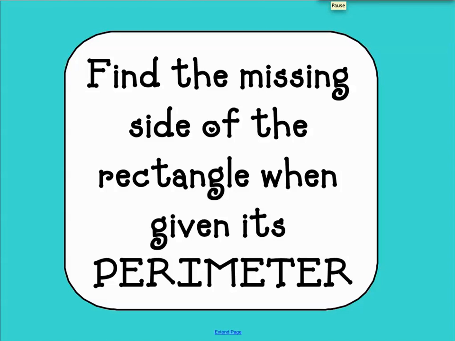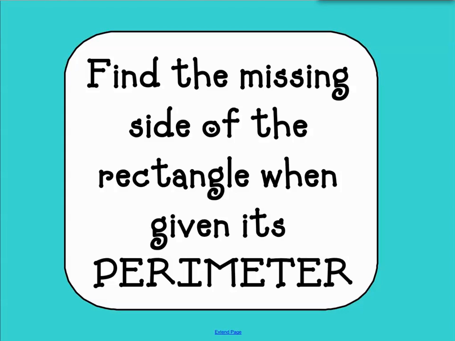The last topic that we're going to talk about is how to find the missing side of a rectangle when you are given the measurement of one side and its perimeter. So last night you worked on finding the missing side when area is given, which is pretty easy. This is also not too difficult, but there's an extra step involved when you're given its perimeter. So let's take a look.